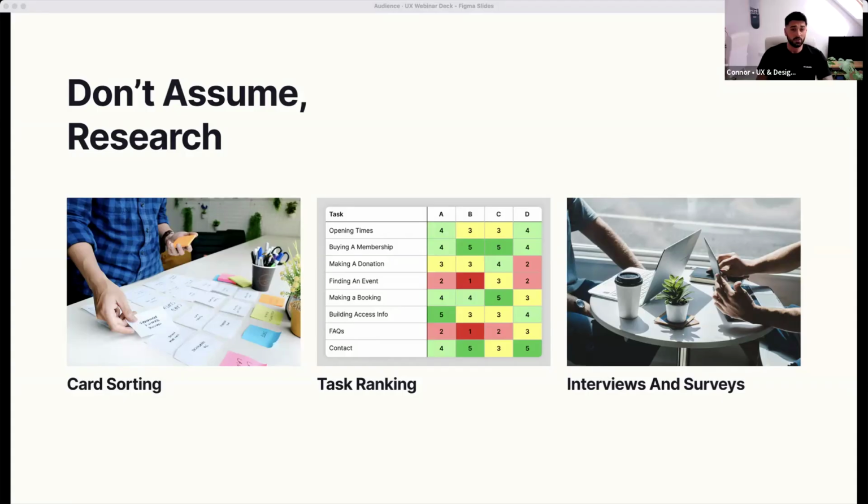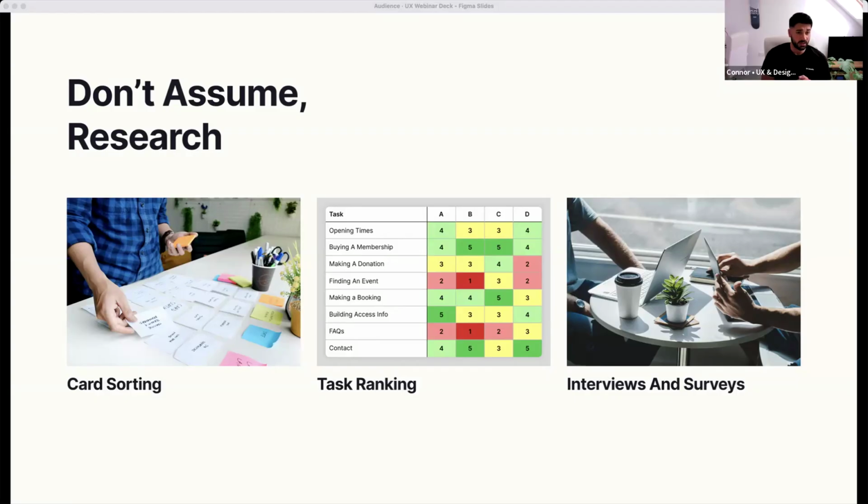You could ask users to organize content into related groups and it helps to create logical structure and establish potential content flows across the site. You could conduct task ranking. As you can see from the diagram in the middle of it, it helps to create a really visual representation of different pain points the user has creating common tasks.